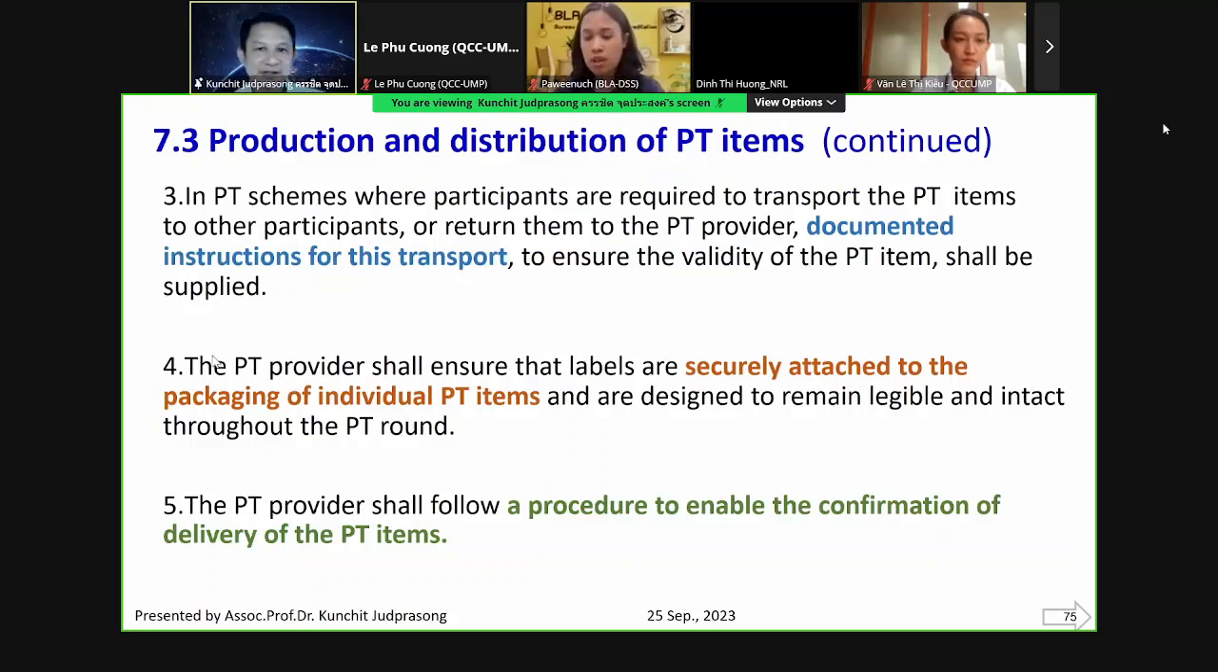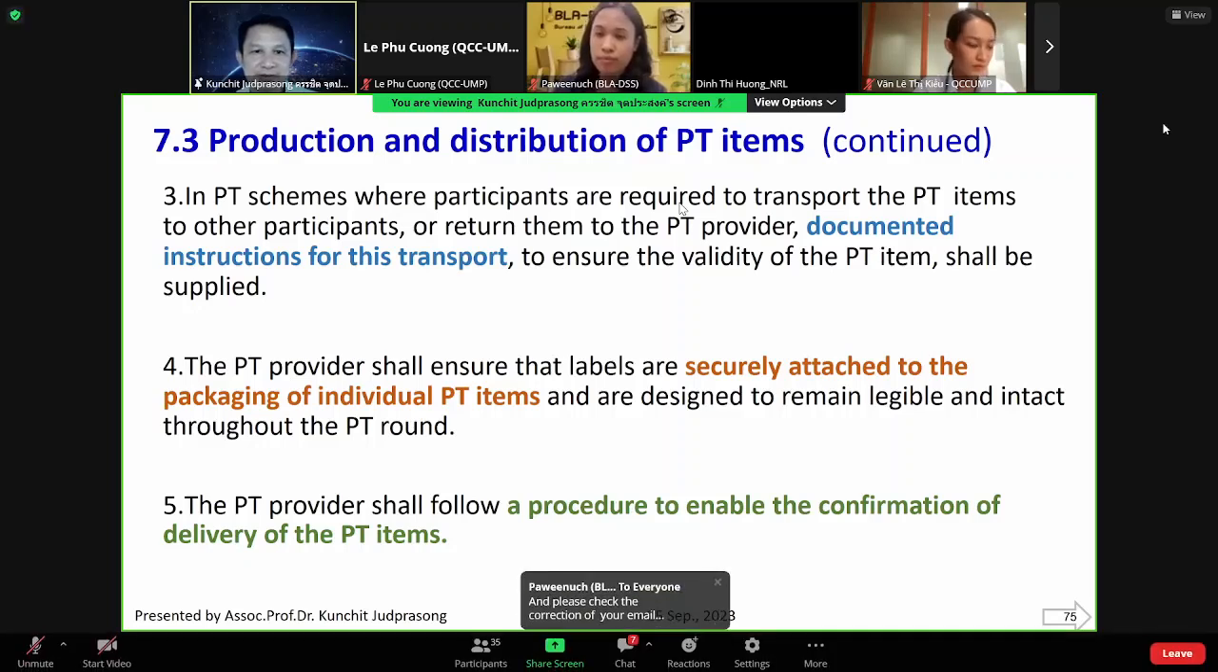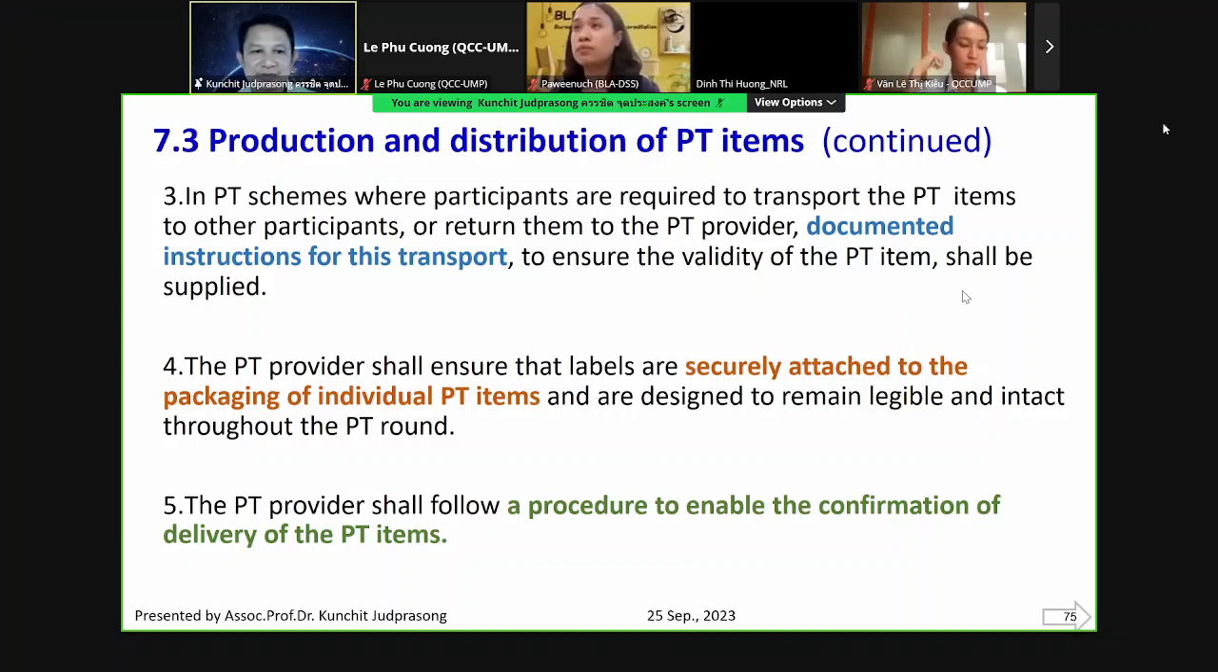In the PT scheme, where participants are required to transport the PT item to another lab or return it to the PT provider, documented instructions for this transport to ensure validity of the PT item shall be supplied. So in the document for the participant, you also need to have the conditions, the temperature, the humidity, everything that you need to control.